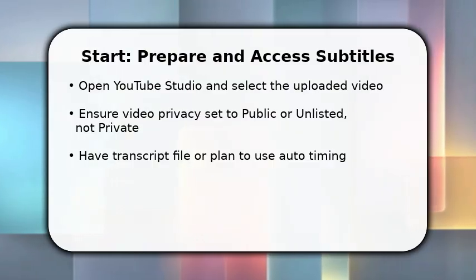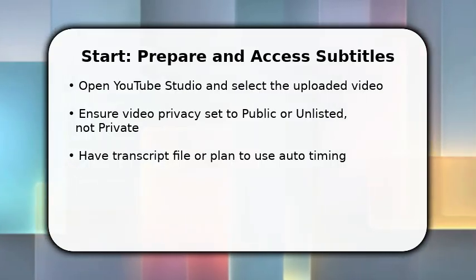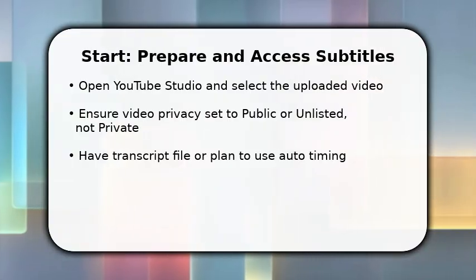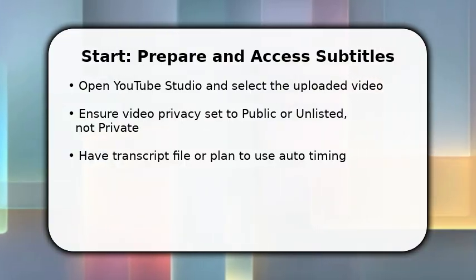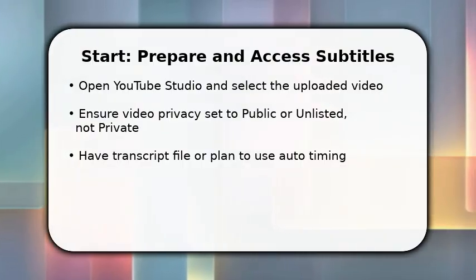You open YouTube Studio and pick the uploaded video. This gets you to the exact page where Subtitles live. Once there, click Subtitles on the left. YouTube shows languages. Make sure your video is public or unlisted because private can block some processing.